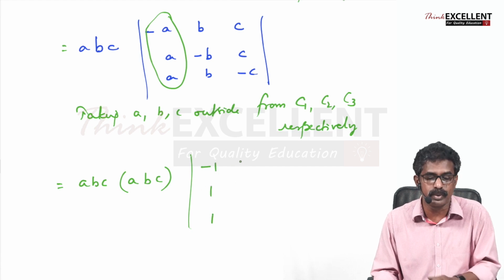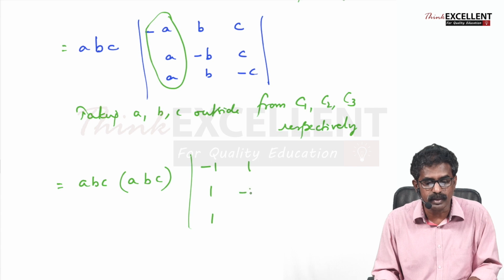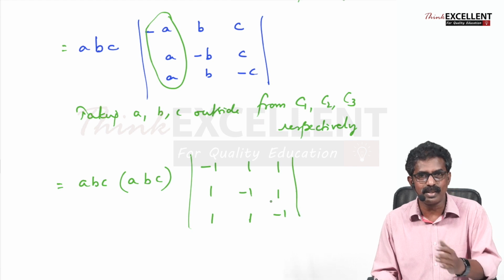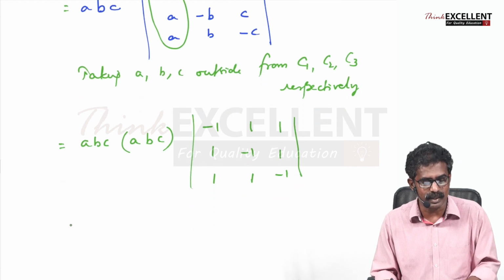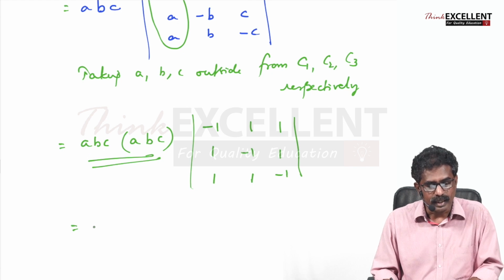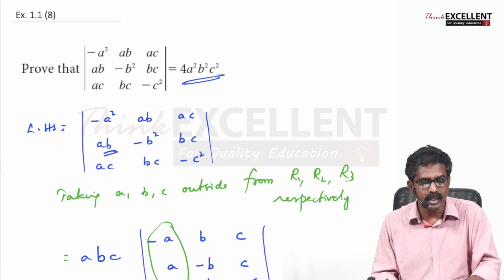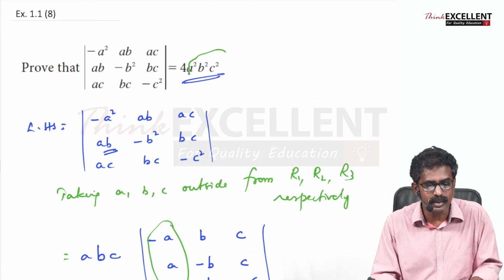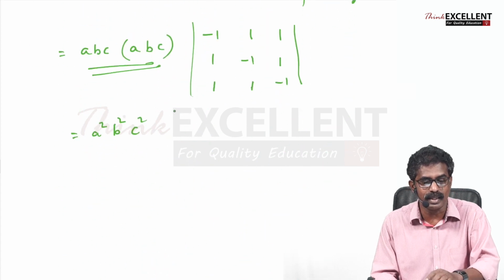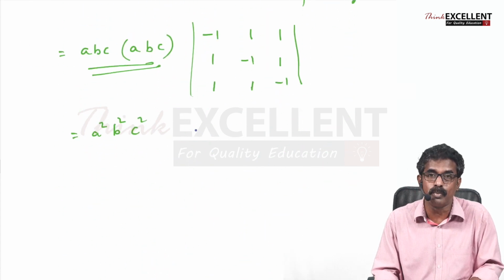Second column, you take B outside, so 1, minus 1, 1. Third column, take C outside: 1, 1, minus 1. Now all small numbers, right? Just expand it. So when you multiply these, A into A square, B into B, B square, C into C, C square. The answer also needs that, no? Yes, a square, b square, c square, you got it. Now still one more, what do you need? 4. So the determinant part, when you expand, you will get 4.